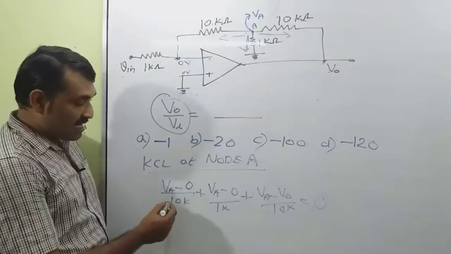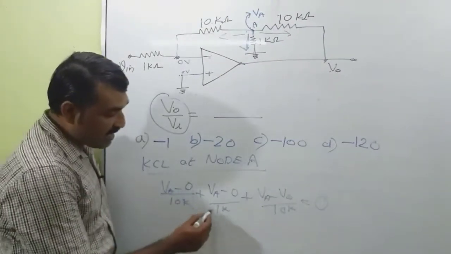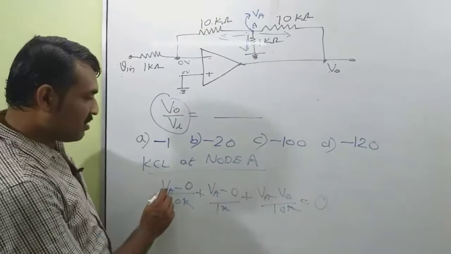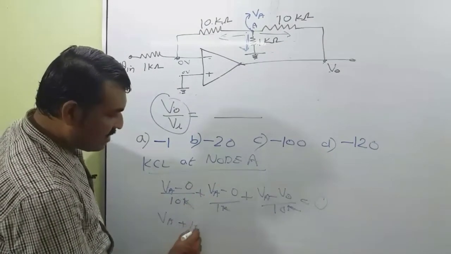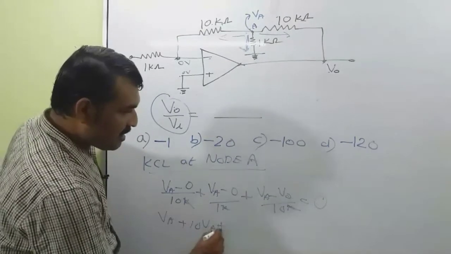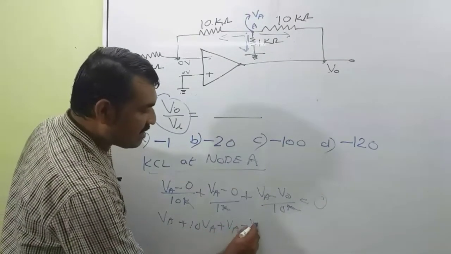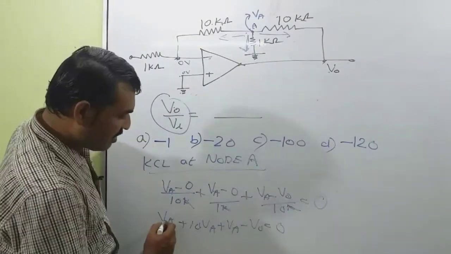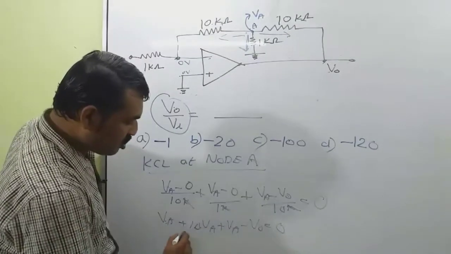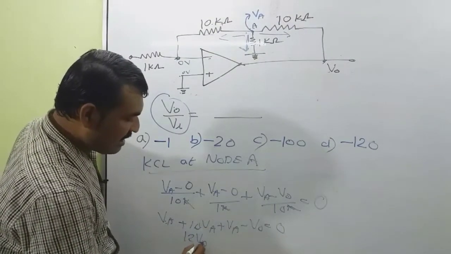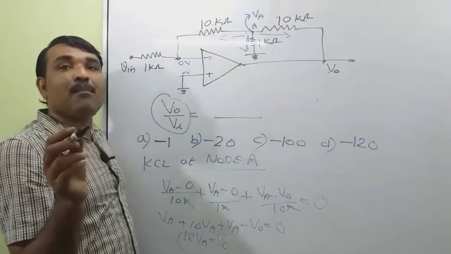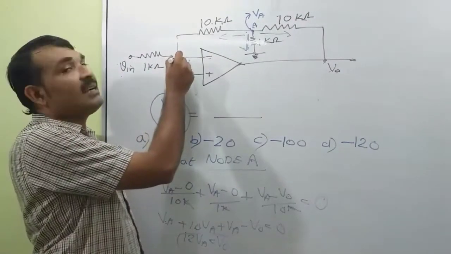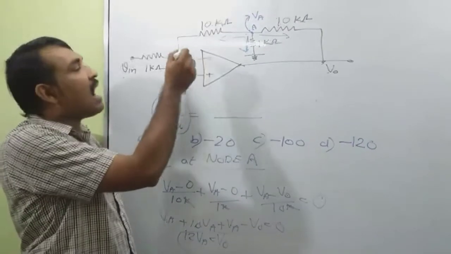So we can reduce this expression by taking the LCM. So all the K get cancelled here. So this becomes VA plus 10 VA plus VA minus V0 is equal to 0. 1 plus 10 is 11, plus 1 is 12. 12 VA is equal to V0. Okay, now apply KCL at this inverting terminal, that is at this node.